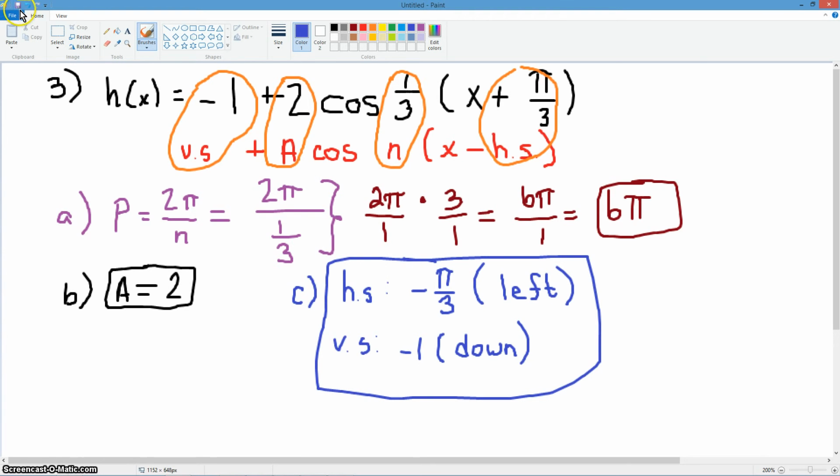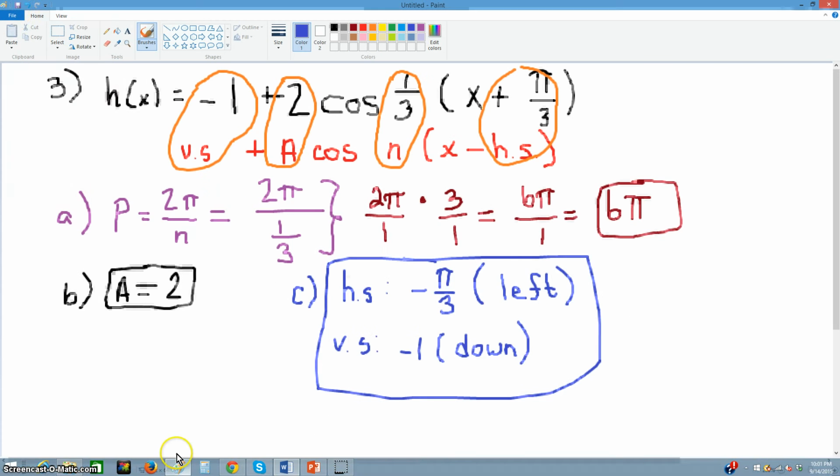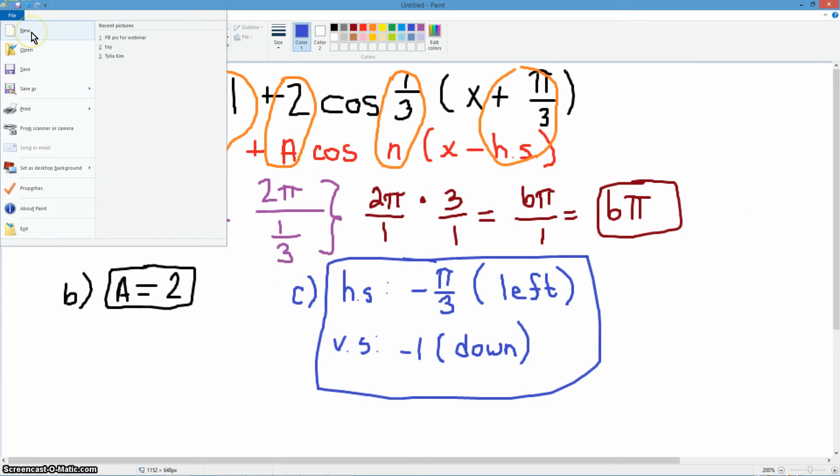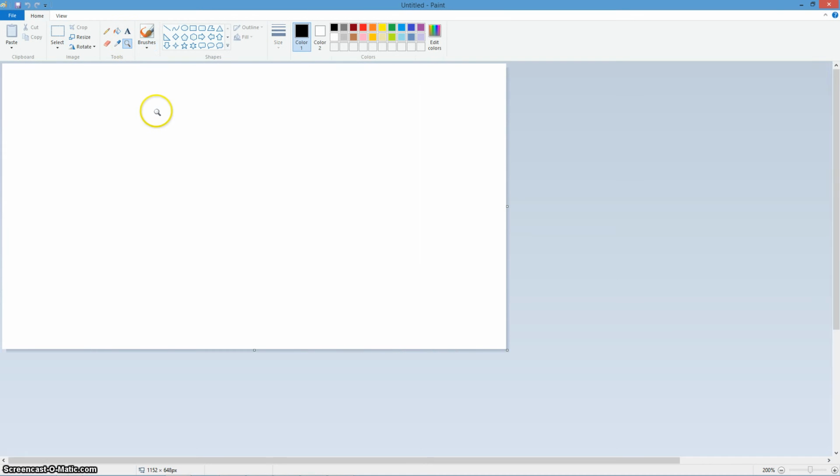All right, we're going to go ahead and move on to number 4. F of x equals 4 sine of x plus 2. Okay, so it looks like this one right here. F of x equals 4 times sine of x plus 2. So let's go ahead and get that one started.